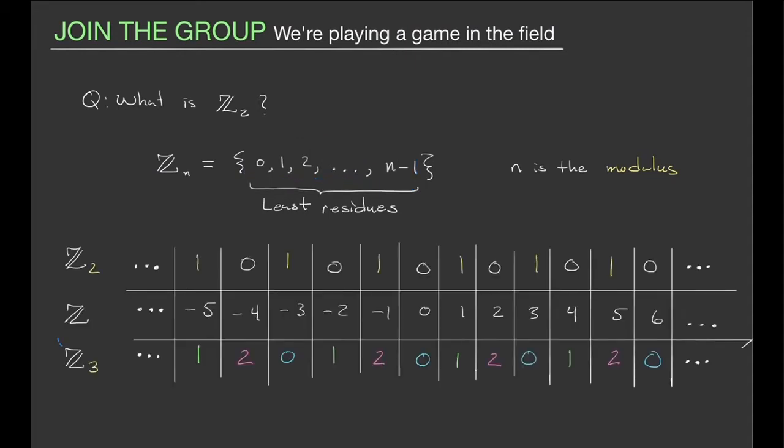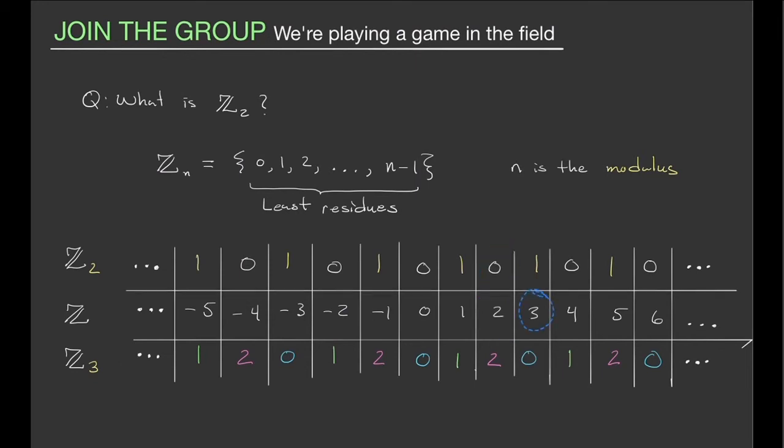For instance, say we have Z here in the middle. The integers, of course, are 0, 1, 2, 3, 4, etc., going positively. Going negatively is negative 1, negative 2, negative 3, negative 4, and so on. If we look at Z2, what we're saying is we take the number and we look at how many times we have to subtract or add the modulus so that we get down to one of the least residues. The least residues of Z2 are 0 and 1. So say we have 2 here. 2 is not 0 or 1. So we subtract 2 however many times we need to, or add it, until we get down to either 0 or 1. And of course, if you subtract 2 from 2, you get down to 0.